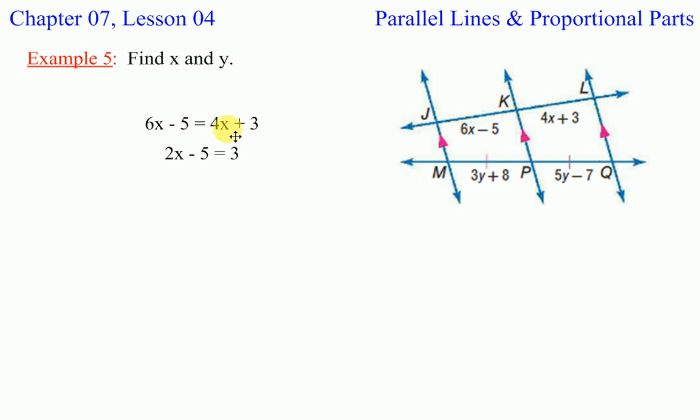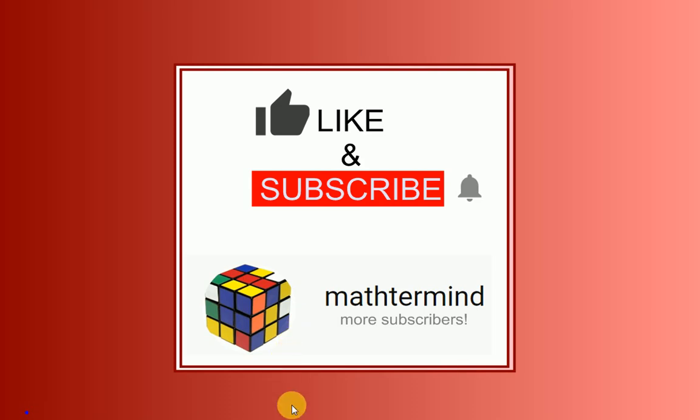So we know 6x minus 5 is equal to 4x plus 3, and then I'll solve that, subtract 4x from both sides, add 5 to each side, divide by 2, and we get x is equal to 4. We also know that the other two sides are equal if they're congruent, so we solve that, subtract 3 from each side, add 7, divide by 2, and y is 7.5.